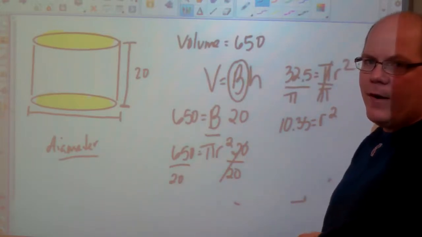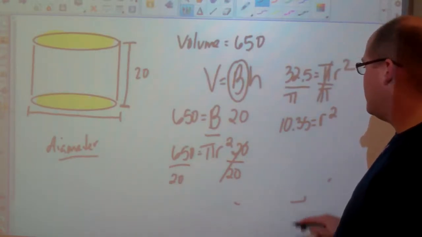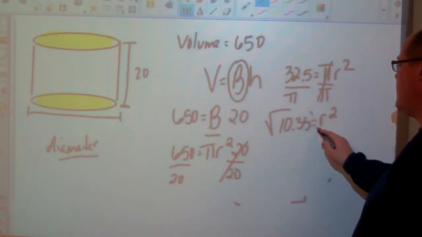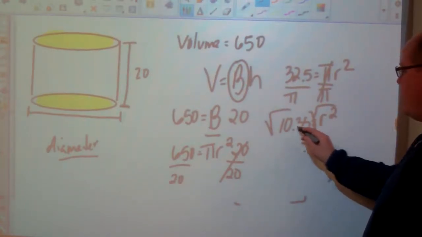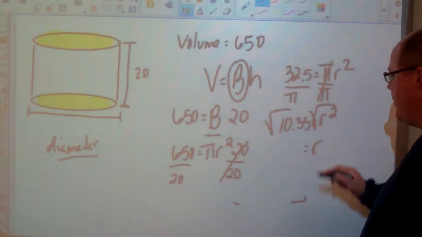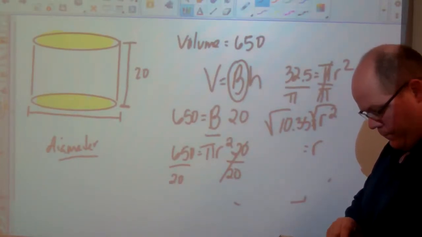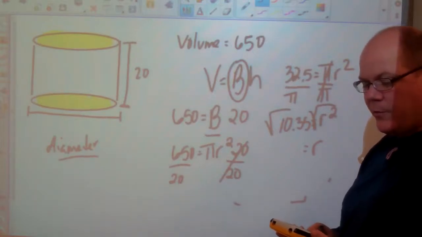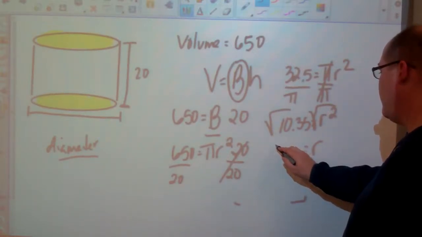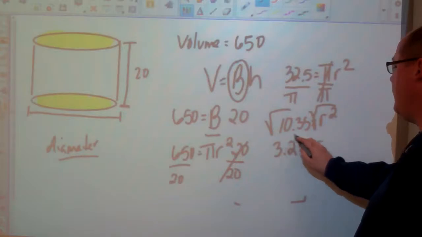To find the radius, again, I'm going to use inverse operations. The inverse of squaring is to find the square root. So I'm going to find the square root of 10.35. That is 3.21. So the radius is 3.2.